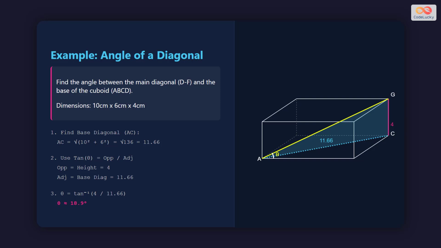Let's look at a concrete example. Suppose we want the angle of the main diagonal of a box. First, we calculate the diagonal across the bottom face. Then, we use that length as the base of a new vertical triangle. Using the tangent ratio, opposite over adjacent, we can find the angle of elevation.